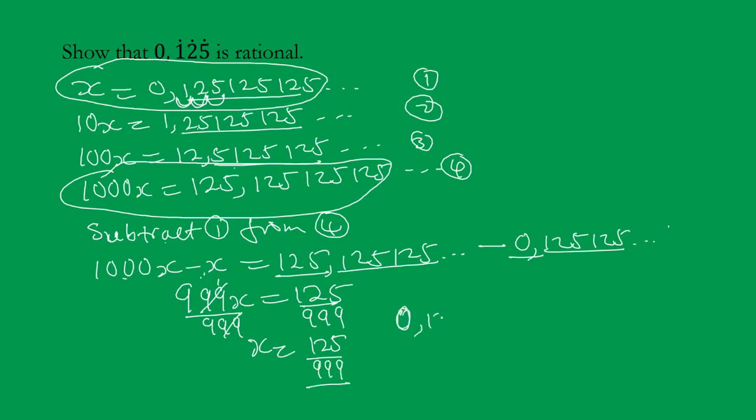So 0,125 is equal to 125 over 999. Then let's do the last one. Let's make our recurring decimal be x. So x is equal to 4,215, 1515 recurring. That's equation 1.